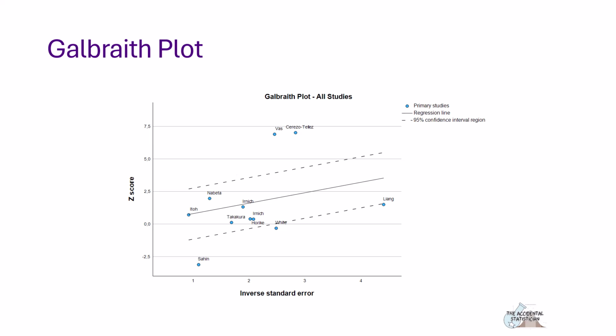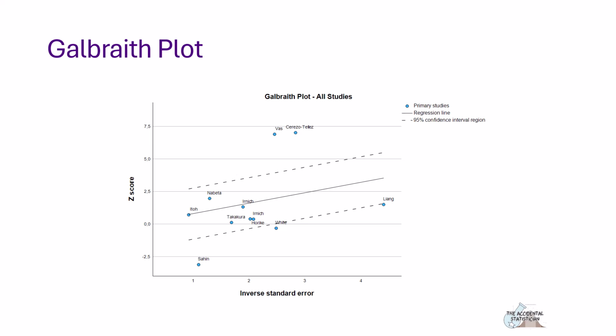It also puts Liang on the boundary of the confidence interval, and White also falls slightly outside of the confidence interval. And the rest of the papers have a tendency to be a bit below the regression line for the different studies.